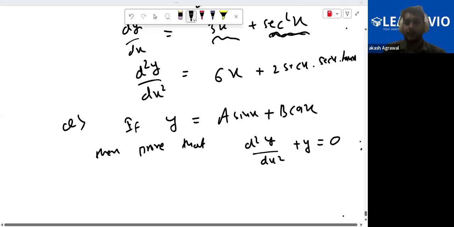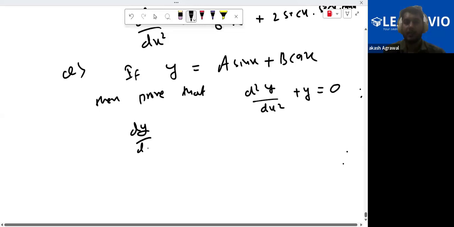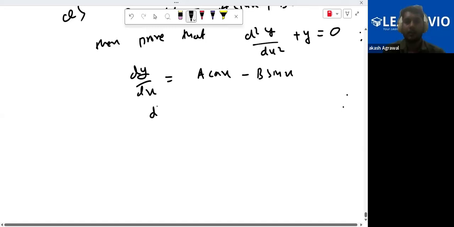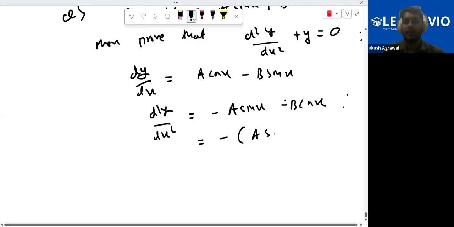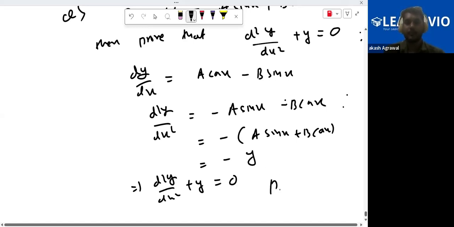Let's see how to solve this one. We can differentiate it: dy by dx is a cos x minus b sin x. And d square y by dx square, the double differentiation of this, the second order derivative, is minus a sin x minus b cos x. We can take the negative of a sin x plus b cos x, which is y itself. So we have d square y by dx square plus y is equal to 0. Very easy to prove.